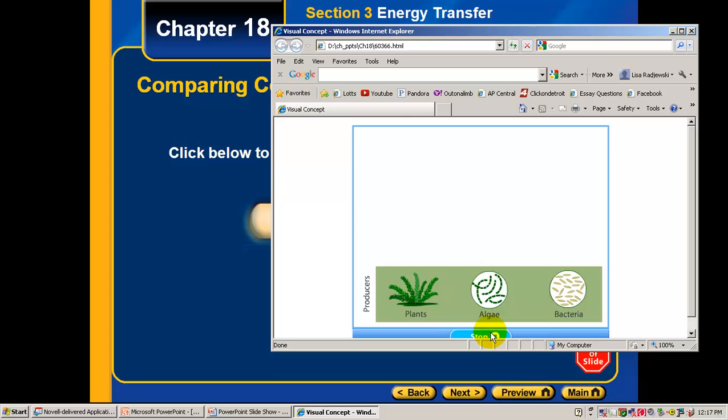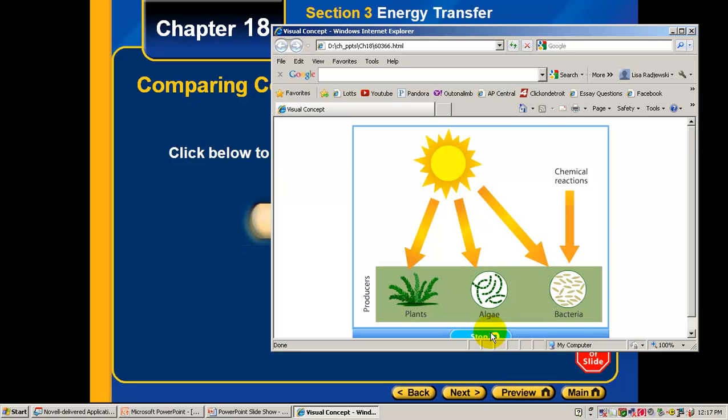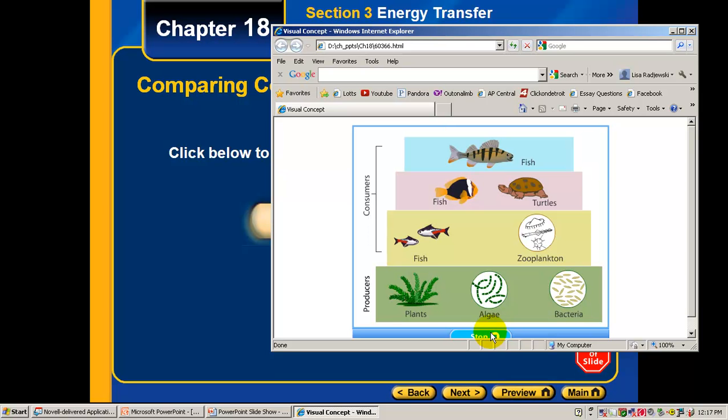Producers are organisms that make their own food. Plants, algae, and some bacteria are producers. Most producers use energy from sunlight to make their food. Some bacteria use energy from chemical reactions to make their food. Consumers are organisms that eat other organisms or organic matter instead of making their own food. All animals are consumers. So are fungi, most protists, and some bacteria.